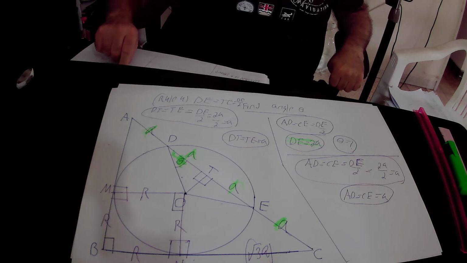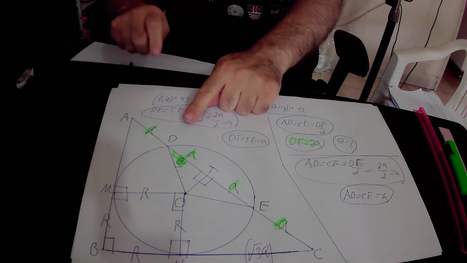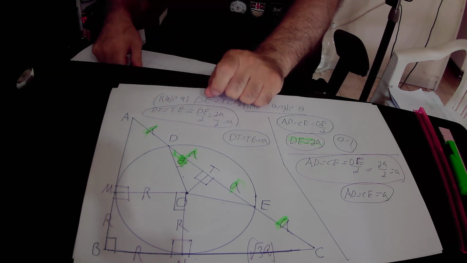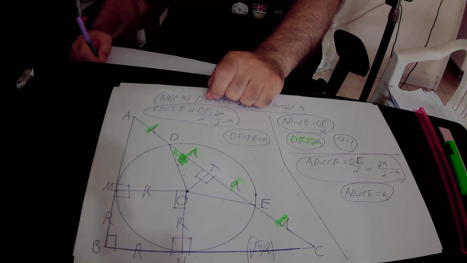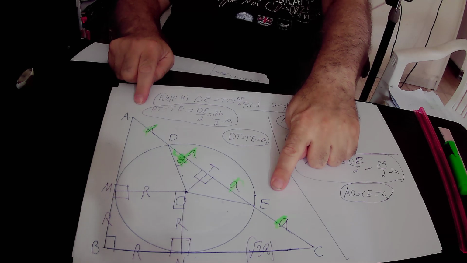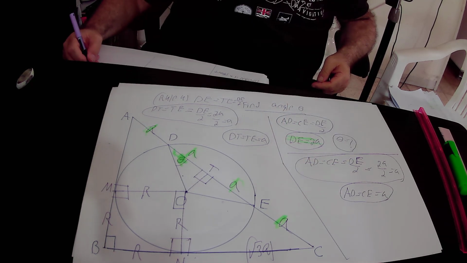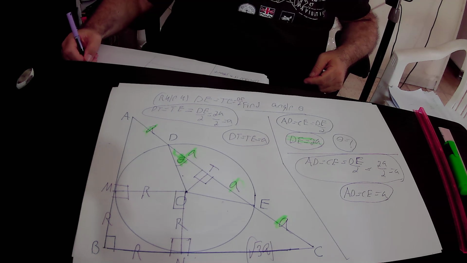So AM squared equals AD times AE. AD equals a, so we substitute AD by a. What is the value of AE? AE equals a plus a plus a, that is 3a. Therefore, we substitute AE by 3a.